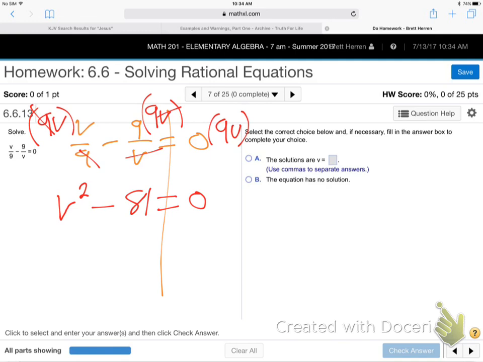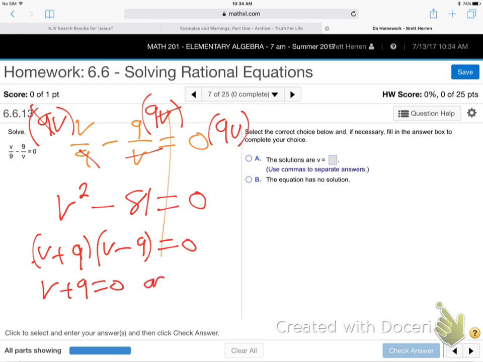Now, can you remember what you do when you have v squared or x squared? Got to get a 0. We got the 0. Can you factor that? How's that one factor? V plus 9, v minus 9, like that. And then you set each one equal to 0 separately. So v plus 9 equals 0, or v minus 9 equals 0.